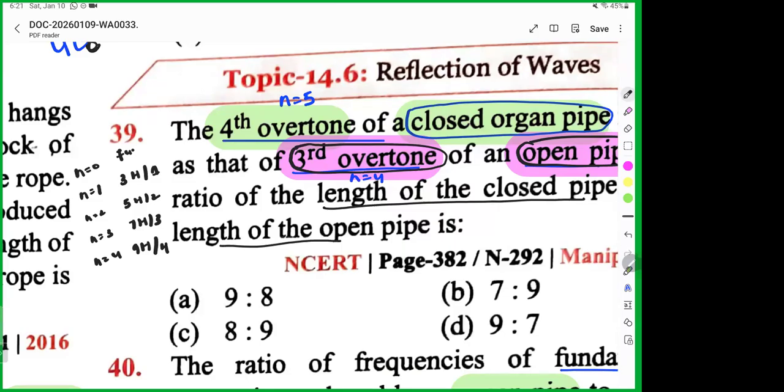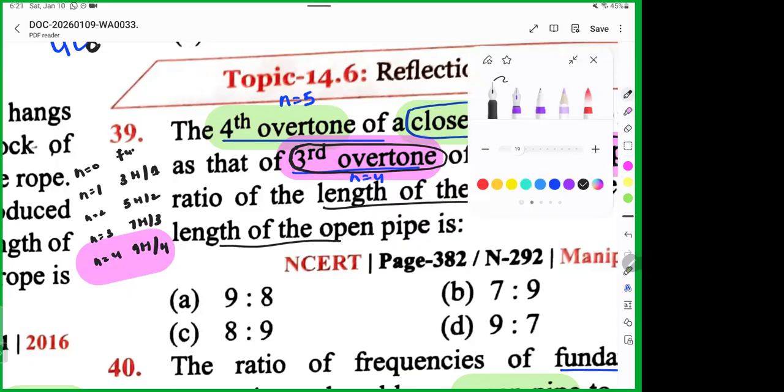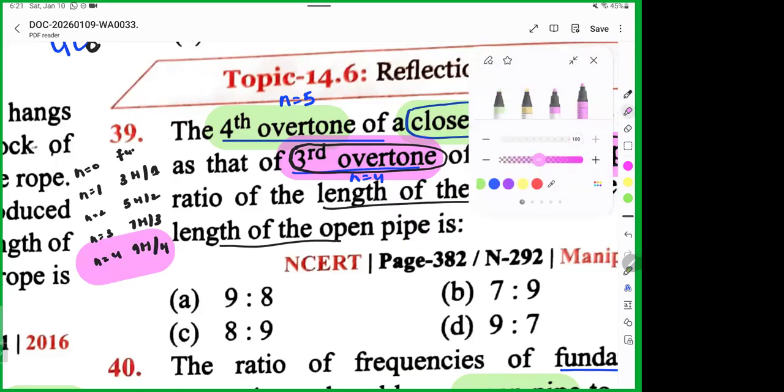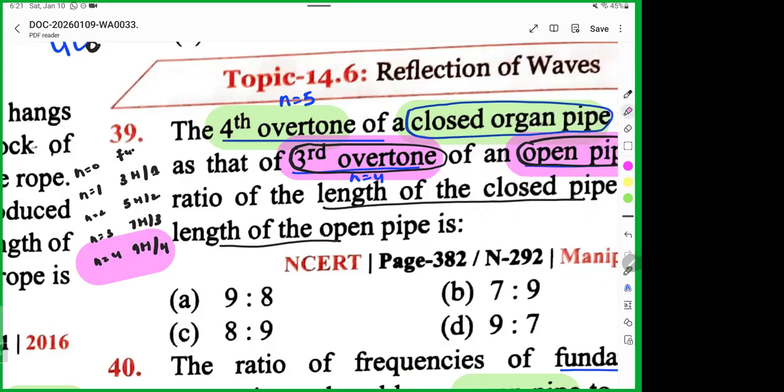Okay. So this is extremely important, but it will come with practice. In the first question, you can't expect to be perfect. It's okay, no problem. So you know the n value in this case is 4. If n value is 4, what will be your frequency? You have to calculate the length, na?